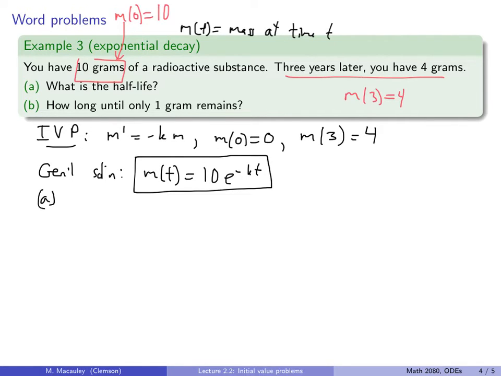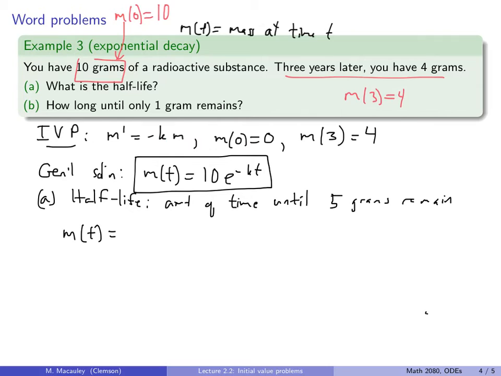So for part A, the half-life. Remember, what is the half-life? It's the amount of time until half, in this case 5 grams, remain. So how do we determine that? Well, let's write out our equation, 10 e to the minus kt, and let's set that equal to 5 and solve for t.